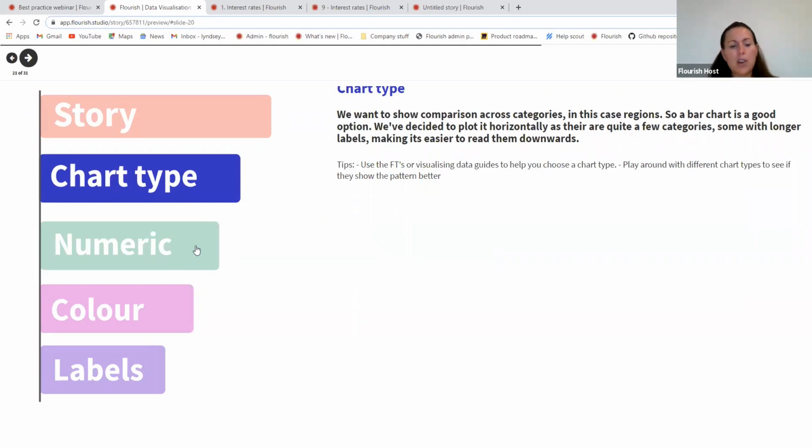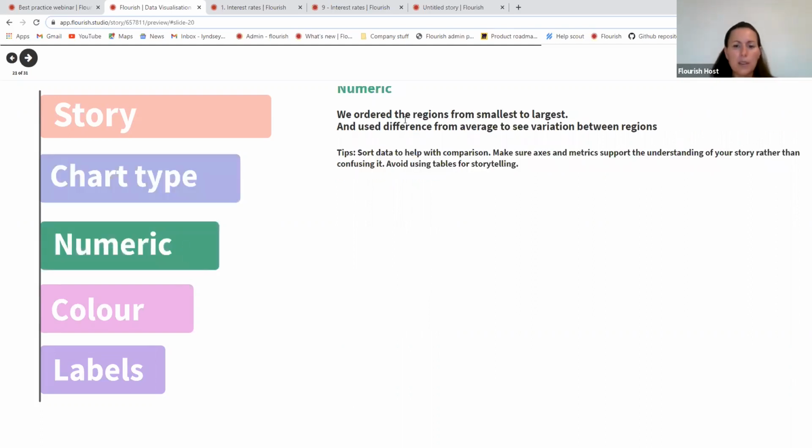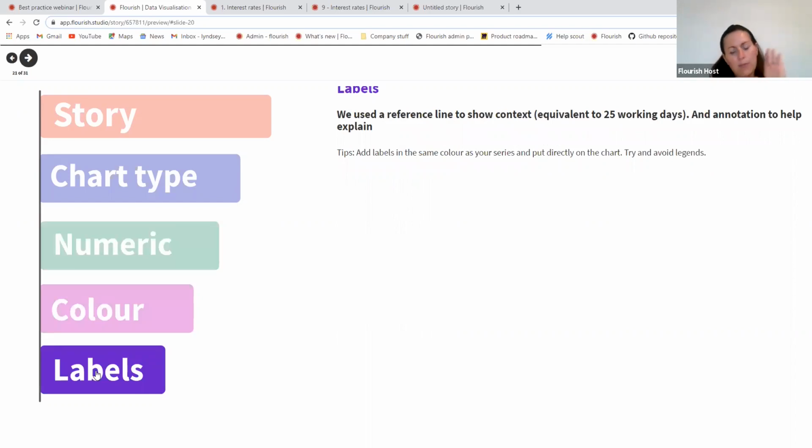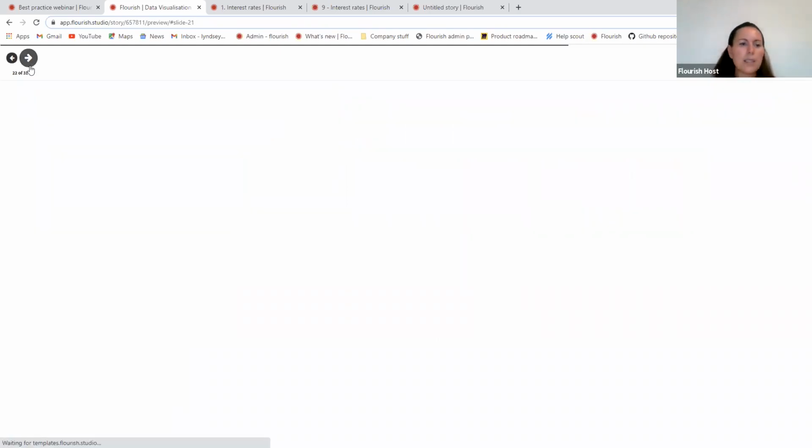Again, we went for a bar chart because it was categorical. We chose different metrics depending on what thing we wanted to highlight. And we used colour to draw attention to those extreme categories. And we put that reference line in to show context so that people understood what 200 hours really meant. Okay, and on to our last example.